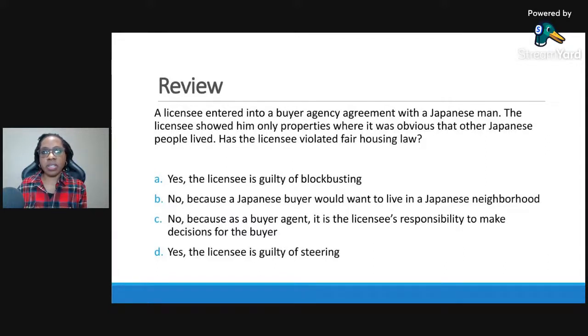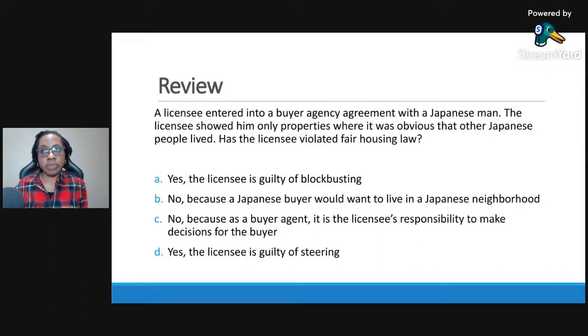Second one says no, because a Japanese buyer would want to live in a Japanese neighborhood. Third, no, because as a buyer agent, it is the licensee's responsibility to make decisions for the buyer. And then finally, yes, the licensee is guilty of steering. All right, so how I would approach this is, first things first, we look to see, are they violating fair housing laws? Either a yes or a no. If you say yes, then you're going for A or D. If you say no, you're going for B or C.